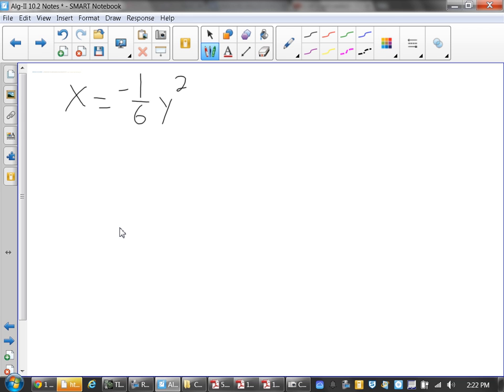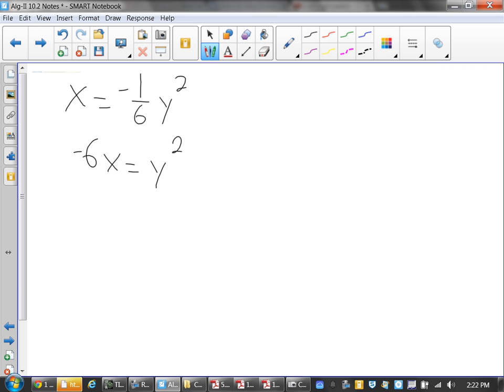Is this an x squared or a y squared? It's y squared, so I know it's going to go either left or right. Which means I want to get y squared by itself. How do I undo multiplying by negative 1/6? Multiply by negative 6. Everybody okay with that?